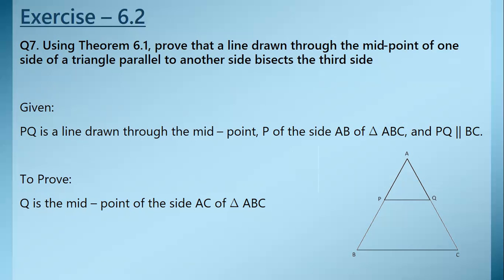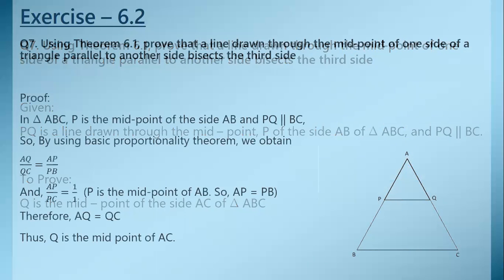That is what we have to prove here. Given that PQ is a line drawn through the midpoint P of the side AB of triangle ABC and PQ is parallel to BC, we have to prove Q is the midpoint of the side AC of triangle ABC. So we are having PQ. P is a midpoint, we know. PQ is parallel to BC, we know. We have to say that Q is the midpoint.